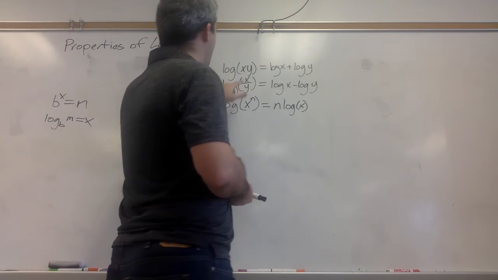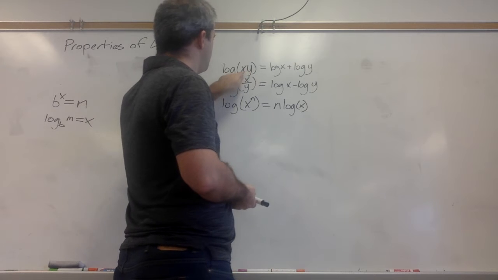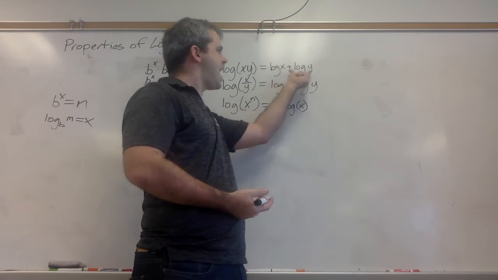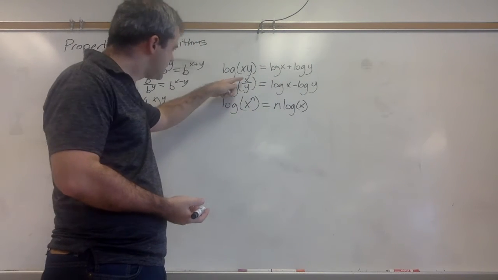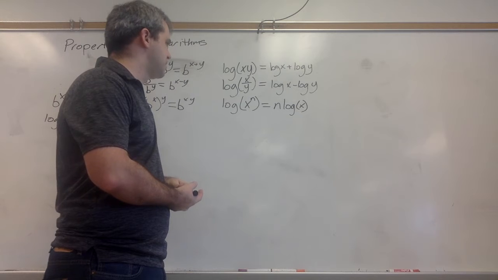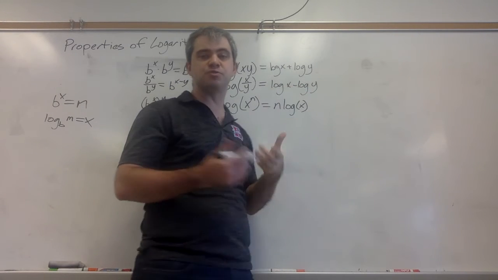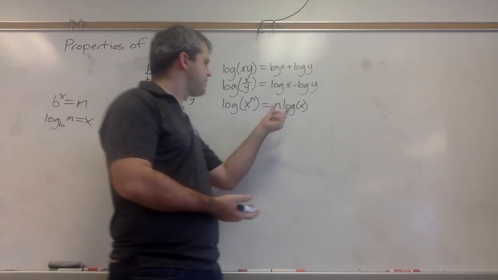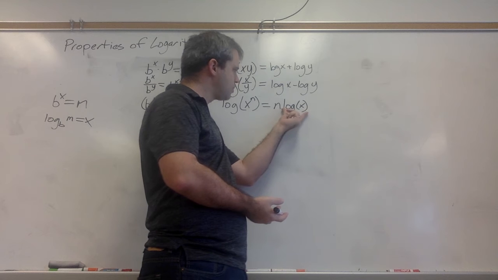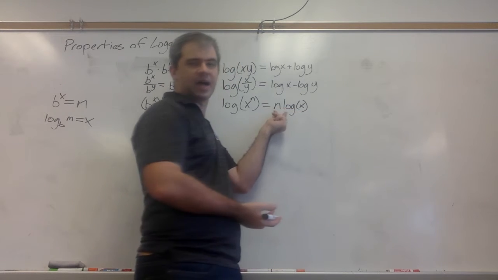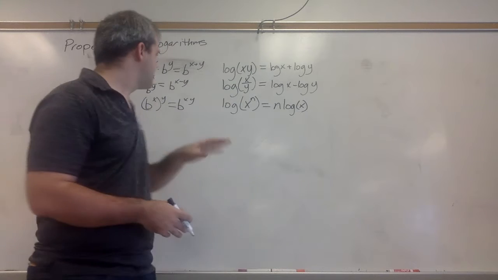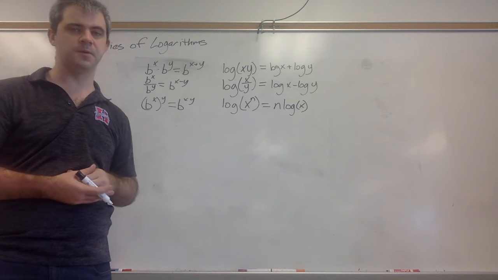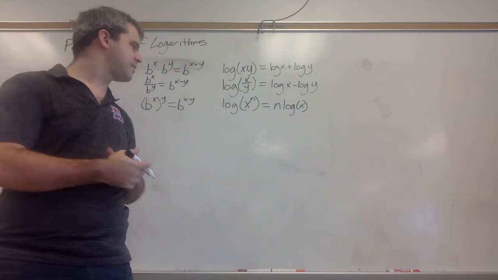So here, if my result is being multiplied, then that's the same as me adding my exponents. If I'm dividing my result, then that's the same as me subtracting my exponents. If I'm taking a power to my result, that's the same as me multiplying my exponent by something. So these rules right here mirror these rules right here, okay? That's how these properties work.